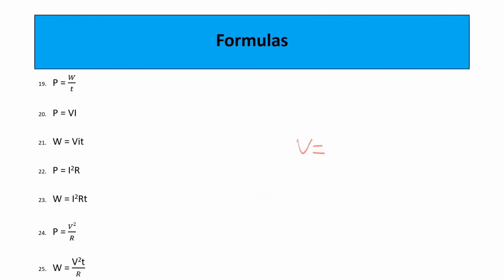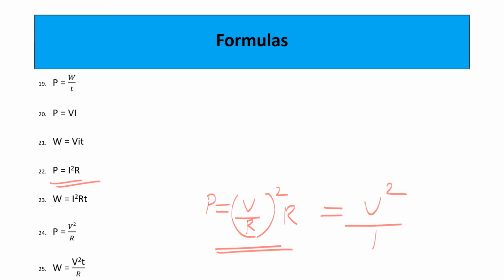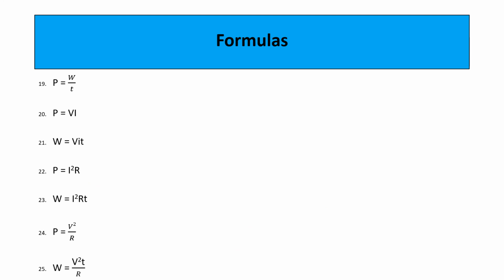If V is equal to IR from Ohm's law, what is I from that? I is equal to V by R. Therefore, you can substitute this value of I is equal to V by R. P becomes V by R the whole squared into R, because P is equal to I squared R, which is equal to V squared by R. We can cancel one R from here. Therefore, W is equal to V squared by R into T.